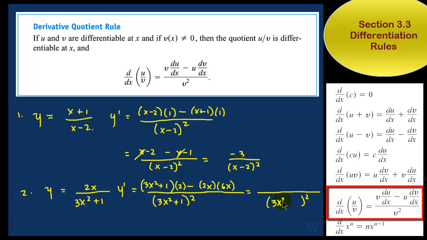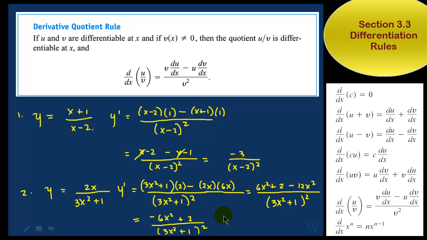3x squared plus 1. And this becomes 6x squared plus 2 minus 12x squared. So that comes down to negative 6x squared plus 2, and the whole thing is divided by the quantity 3x squared plus 1 squared.